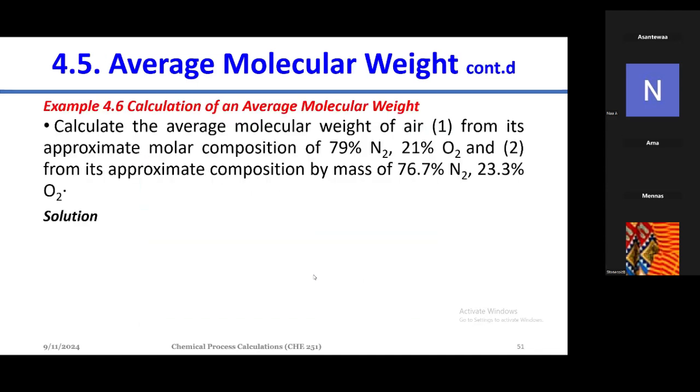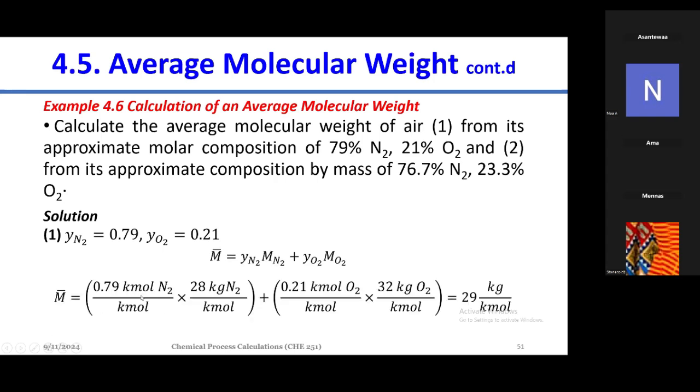And so we can try something like this. Calculate the average molecular weight of air from its approximate molecular composition of 79% nitrogen, 21% oxygen, and from its approximate composition by mass. We are trying to compare the two and see if you're actually going to get the same answers or not. Based on the mole fraction, the mole fraction of nitrogen gas here is 0.79, and that for oxygen is 0.21. You just have to multiply each by their molecular weight and then you sum them up. You get 29 kilogram per kilomole. And that's why you have the molecular weight of air to be around 28.9 or 29.